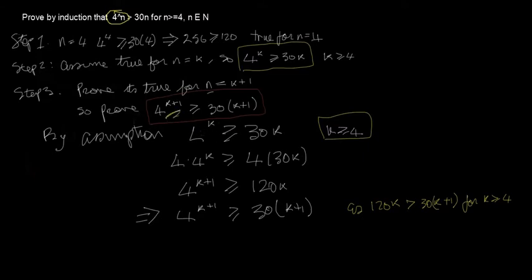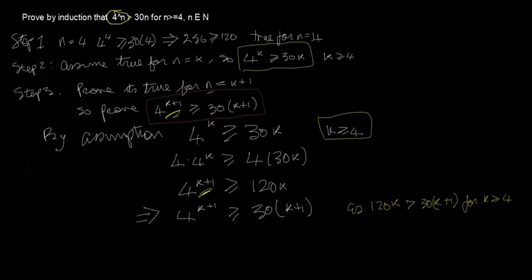So how do I turn 4 to the power of k into 4 to the power of k plus 1? Well, I multiply both sides by 4. I'm going to have 4 multiplied by 4 to the power of k, and that's going to be greater than or equal to, by the assumption, 4 multiplied by 30k. So I've now converted this as I like. So it's now 4 to the power of k plus 1 is greater than 120k. Now I've done what I needed to do at this stage.